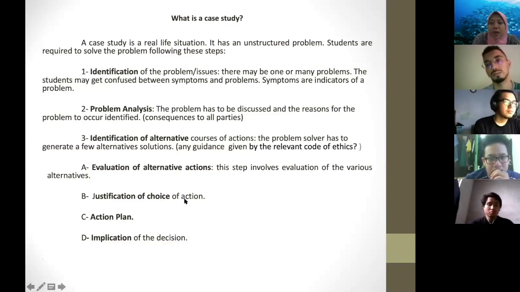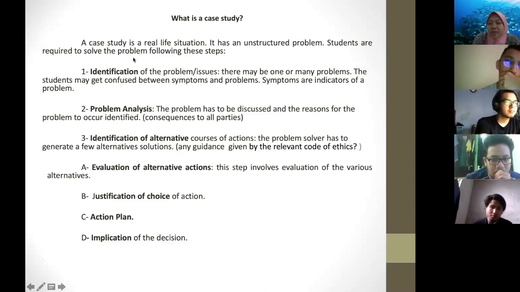And then the action plan. If you choose that solution, what are you going to do? Number 1, number 2, number 3, number 4. What is the action plan? And in the end, you need to also write the implication of the decision. For example, you take solution number 3. What is the implication of the decision? It will affect who? The employer, the employee, the environment. Basically, to answer the case study, you need to cover all this. Okay, any question?